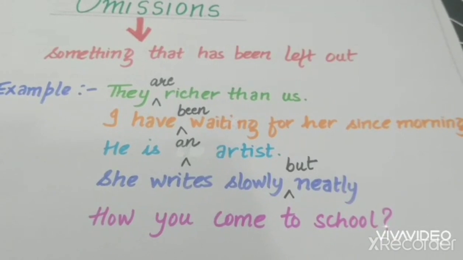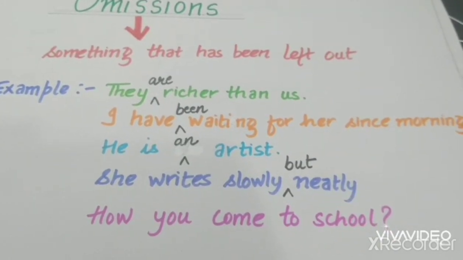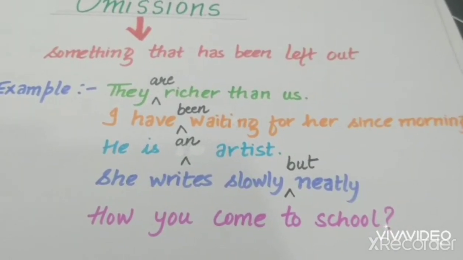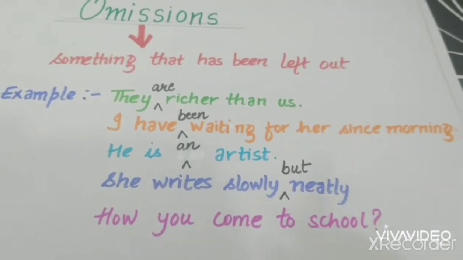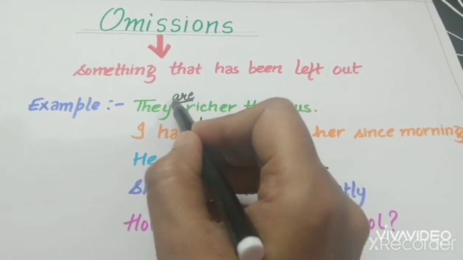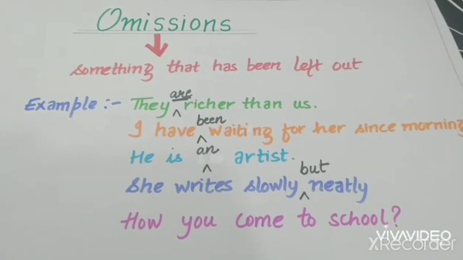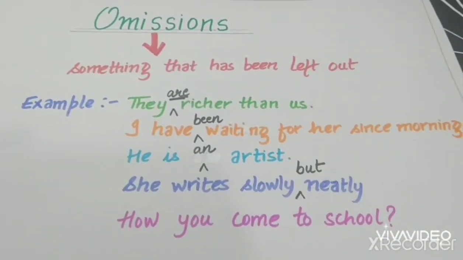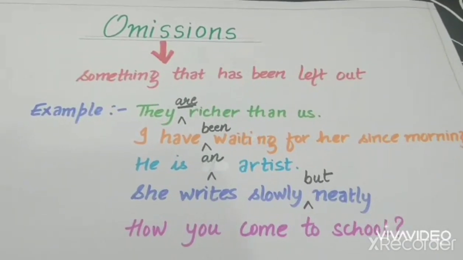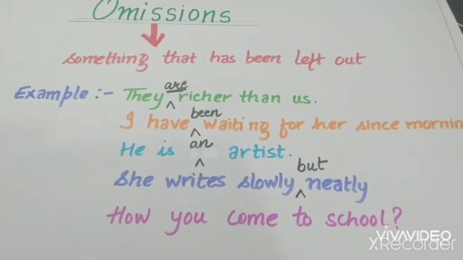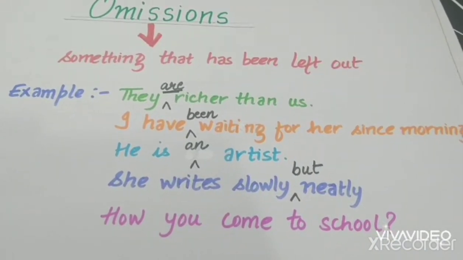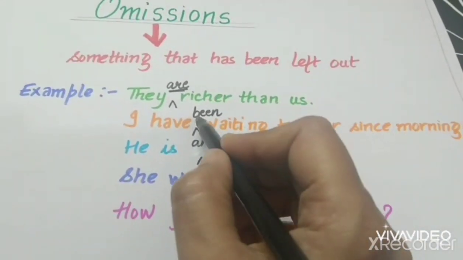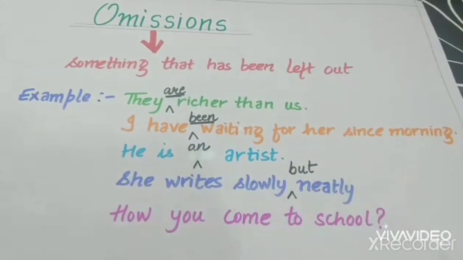In order to make this concept clear, I have written here a few examples. First one is, they richer than us. In this, the verb are is missing. The second example is, I have waiting for her since morning. This sentence is an example of present perfect continuous tense, and in this, been verb is missing.